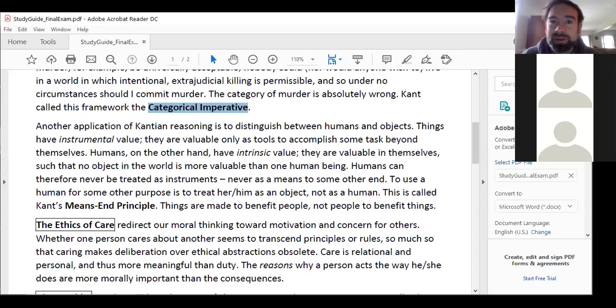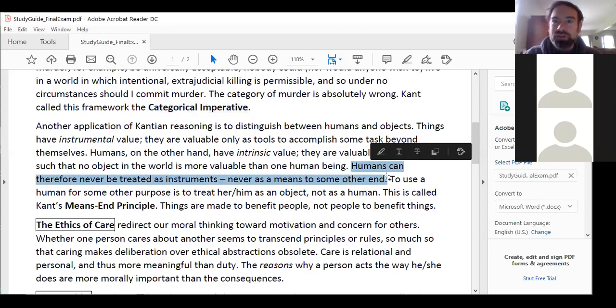Another way of thinking about it is that human beings have intrinsic value, whereas objects and even animals have instrumental value. So objects and animals and plants exist for something else. They exist for a purpose, for human use. But human beings are supposed to be the recipients of that benefit, at the business end of those objects.